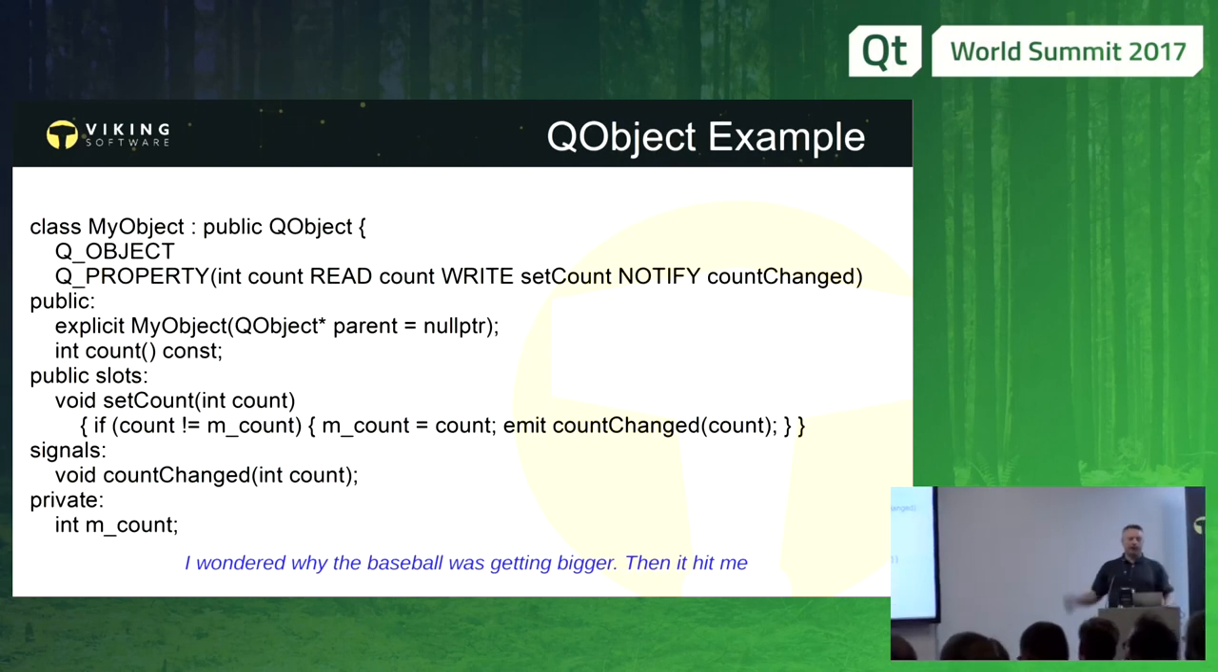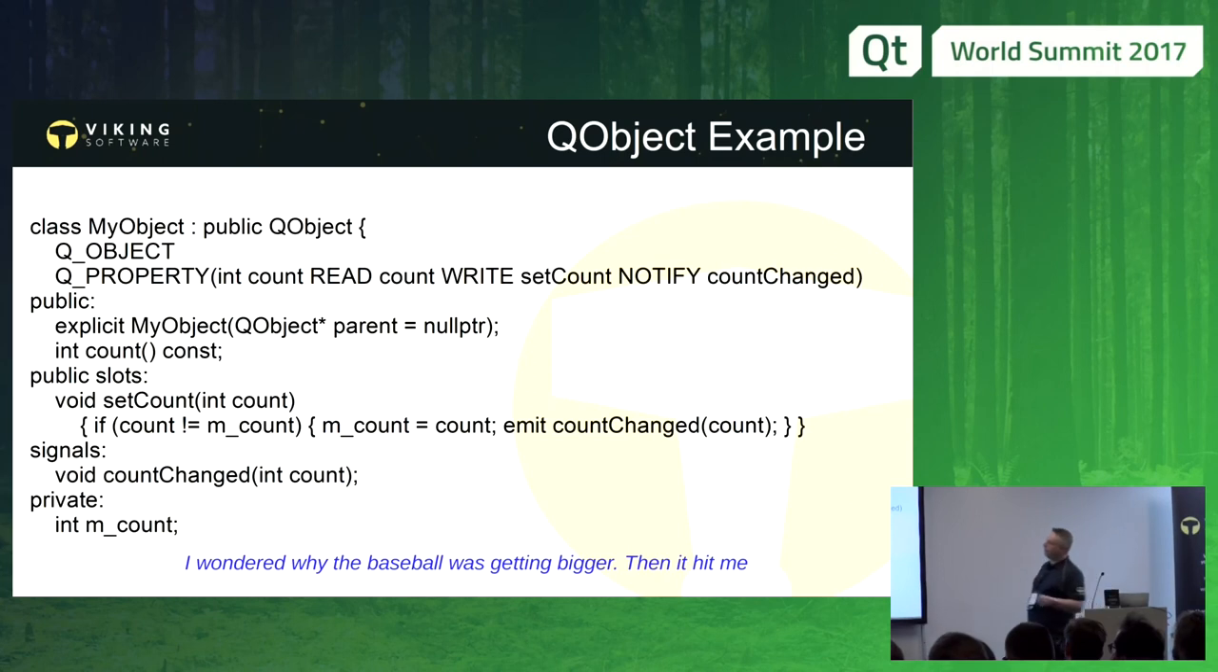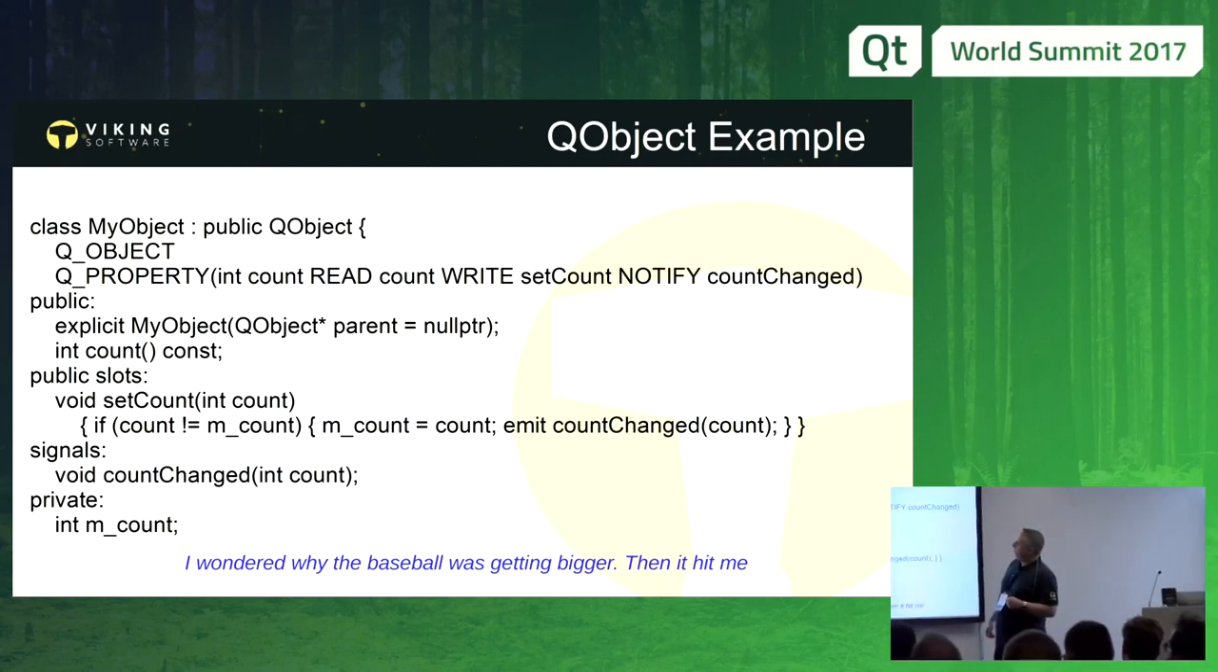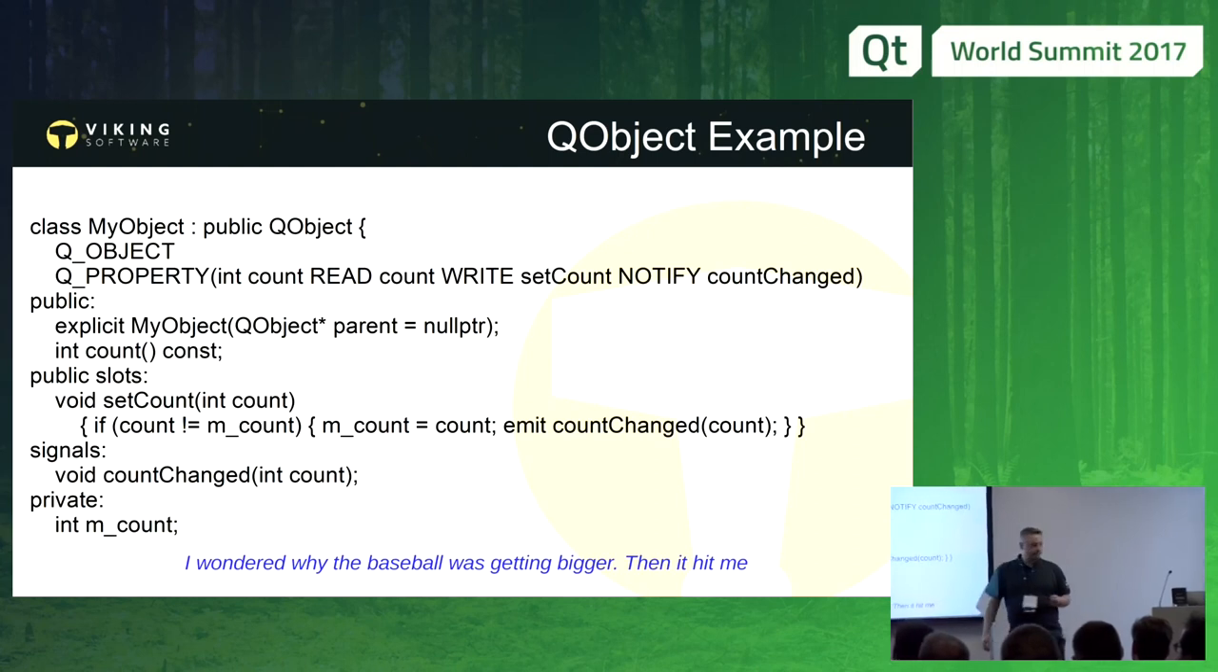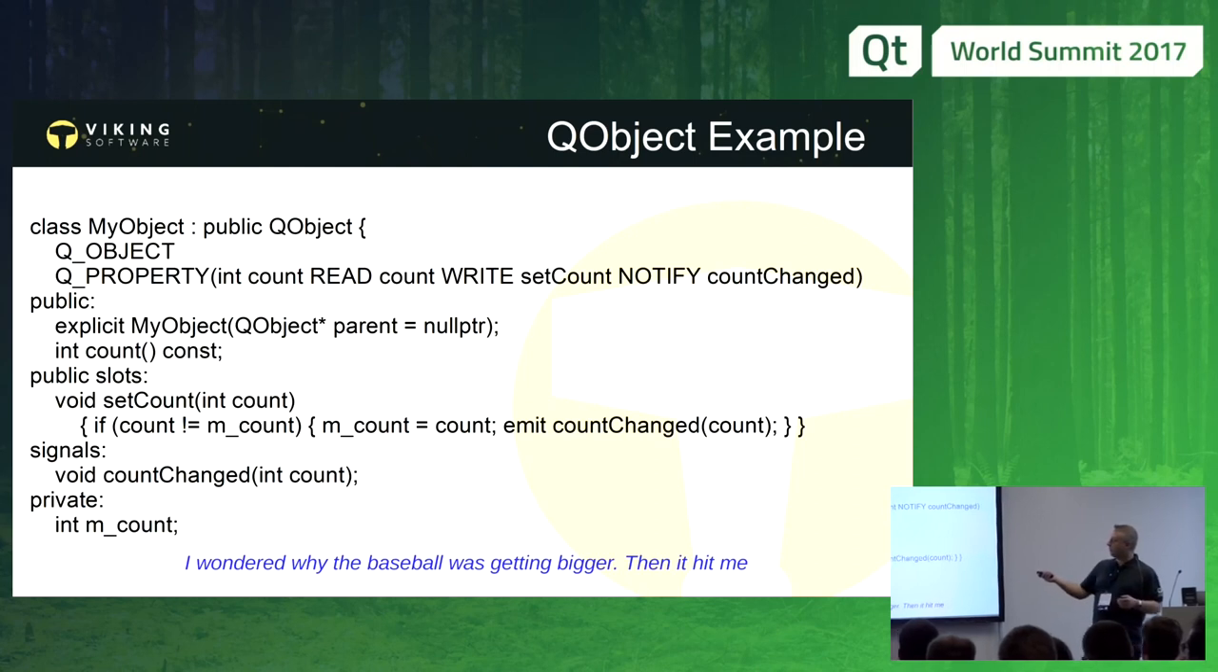So, small QObject example. Brilliantly designed object here. Some object that has a count. So, what do we do with this? What does it say? Well, let's take a look at the definition of these things. Q_OBJECT inserts these methods and objects that you just saw on the last page. Q_PROPERTY doesn't do anything. It's empty. So this line doesn't really exist. Then you have the constructor, of course. You have a getter method. That's the getter for the count, this one.